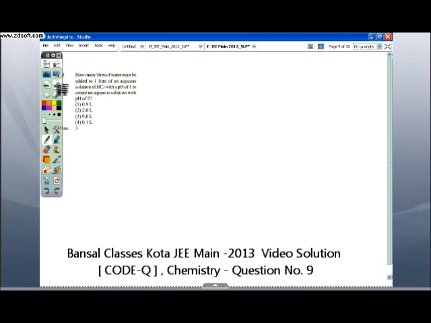How many liters of water must be added to 1 liter of an aqueous solution of HCl with a pH of 1 to create an aqueous solution with pH of 2? Since pH is equal to 1, this implies concentration of H+ initial is equal to 0.1 molar. And this is, let us say, M1.